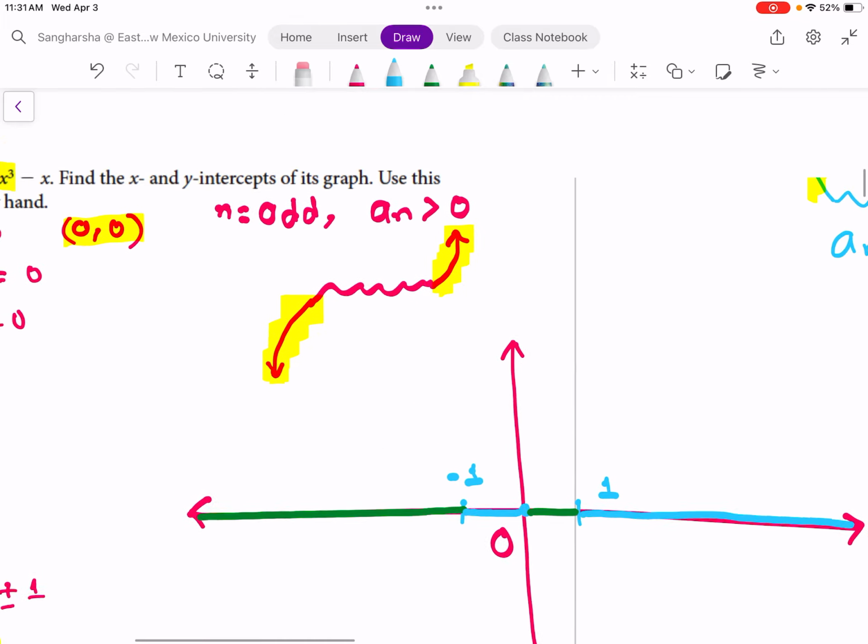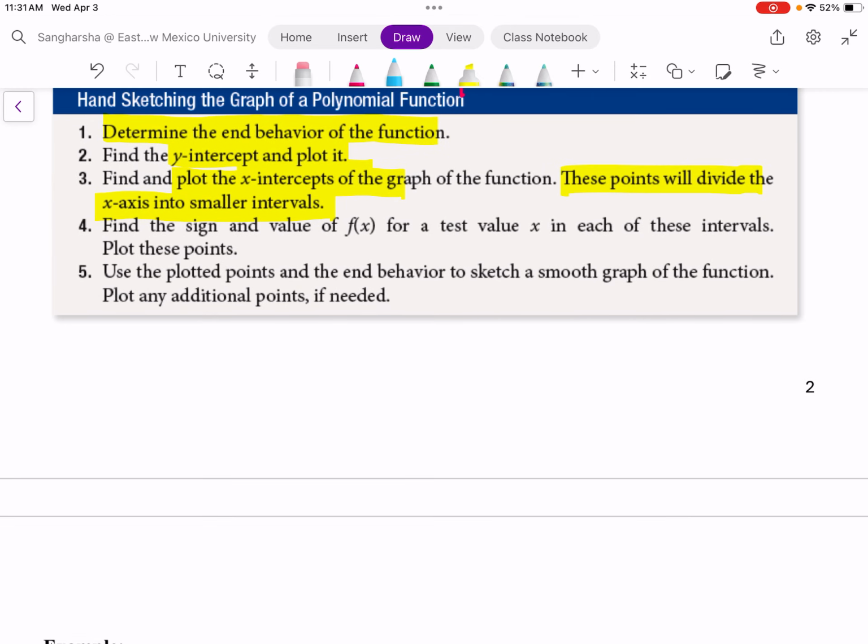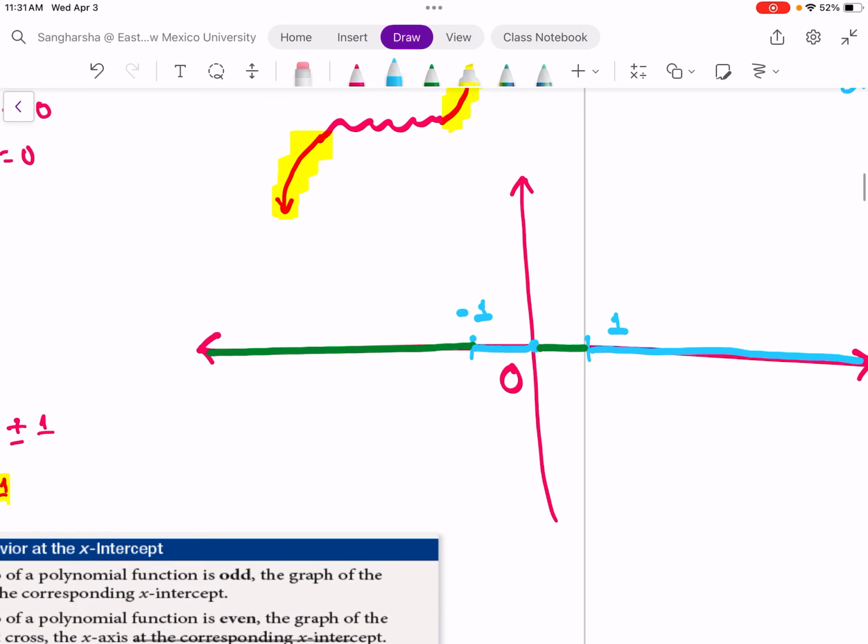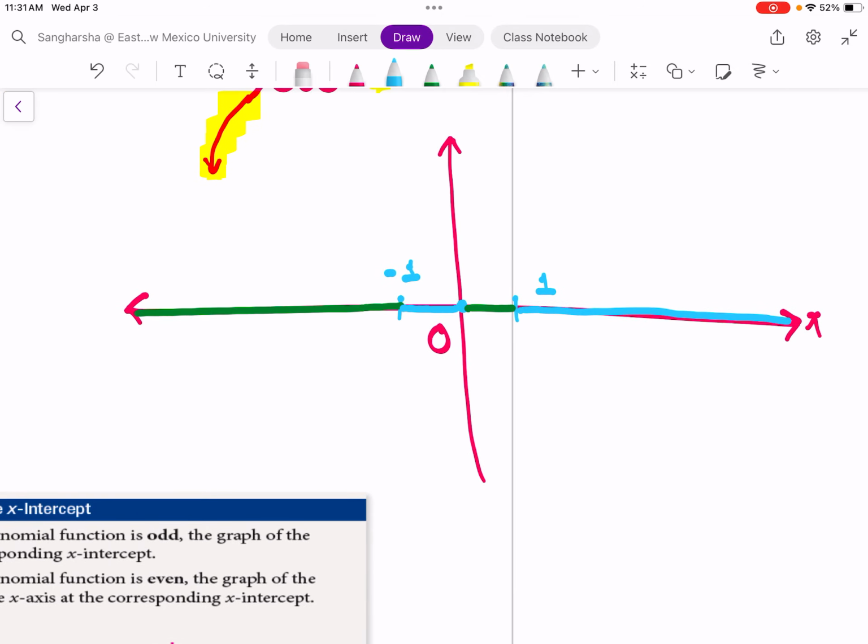Then we find the sign of the value of the function for a test value x in each of these intervals. Once we have these intervals, we choose any number from each interval. It doesn't matter what number you choose. For this first interval, what number do you want to choose? Can you choose any input in this interval? Negative 4. Okay, let's go with negative 4. You can choose any number.